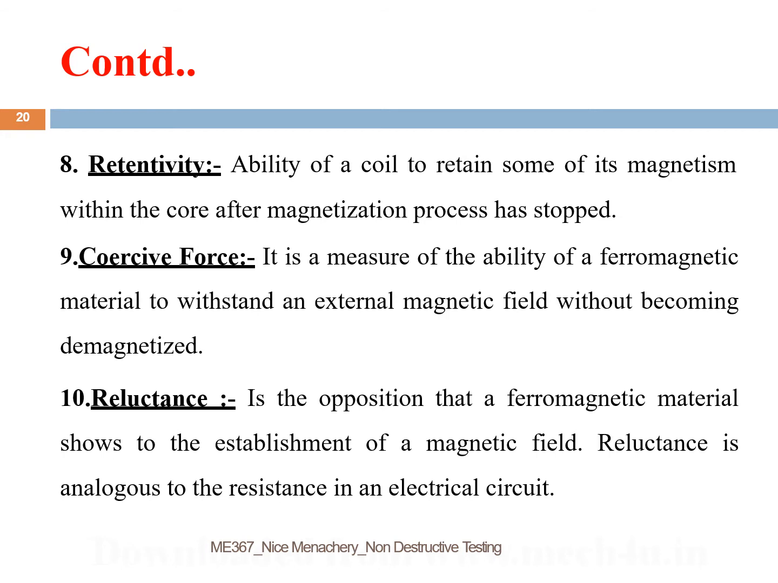Now, coercive force is another term. It is a measure of the ability of a ferromagnetic material to withstand an external magnetic field without becoming demagnetized. Okay. Now, the third one is reluctance. It is the opposition that a ferromagnetic material shows to the establishment of a magnetic field. That is, when you apply a magnetic field, the opposition that the material exerts is called the reluctance. Reluctance is analogous to the resistance that is there in an electrical circuit.